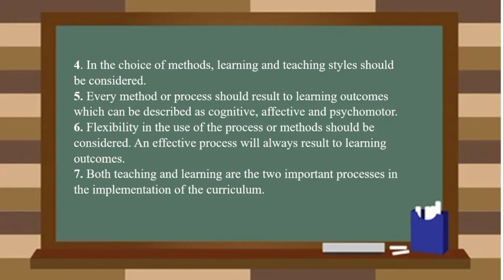Number 5, every method or process should result in learning outcomes, which can be described as cognitive, affective, and psychomotor. Number 6, flexibility in the use of the process or methods should be considered. An effective process will always result in learning outcomes. Number 7, both teaching and learning are the two important processes in the implementation of the curriculum.